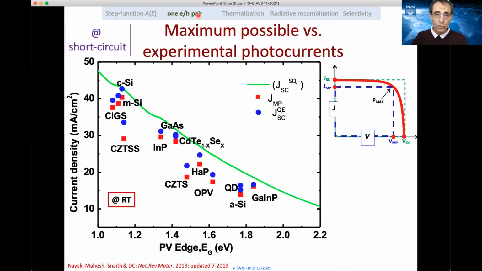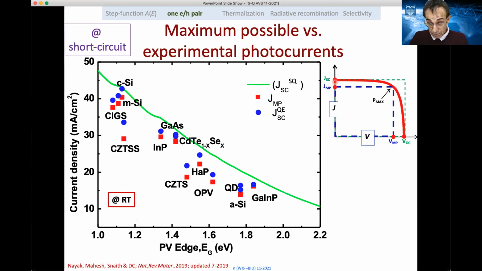The one electron-hole pair assumption. So we take the same curve that we saw before. You assume one electron per photon. That's the maximum you can get. And you see that silicon is doing quite well. This is an experimental result for crystalline silicon at short circuit.